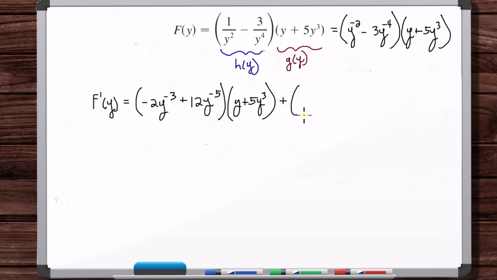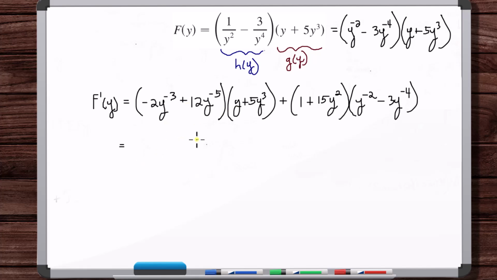Plus the derivative of the second, 1 plus 5 times 3 is 15. Y, 3 minus 1 is 2, times the first. Okay, that's the derivative. Let's just simplify it, clean it up.